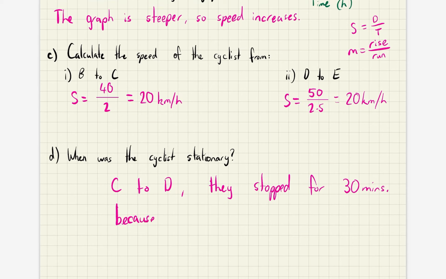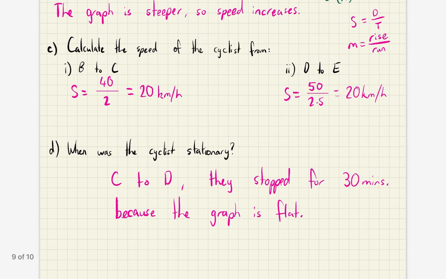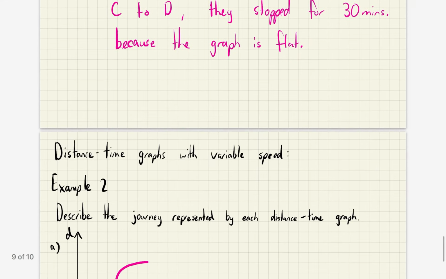And if you want a reason, it's because the graph is flat. Now, if you wanted to back that up with a mathematical response, speed is equal to distance over time. Well, they've travelled 0 kilometres over 30 minutes. So that would still result in a speed of 0 kilometres per hour. So that means that they're stopped.